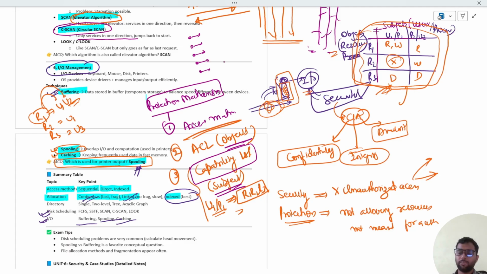Then we moved to input-output management, where we saw three techniques: buffering, caching, and spooling. The spooling technique is used in printers. Then we saw the disk scheduling algorithms, that is the circular scan, which is based on the elevator algorithm, and the other two techniques, first come first serve and shortest seek time first. And then we also saw the file allocation system and the different operations that can be performed on a file. So this is all in the operating system that we had to do.